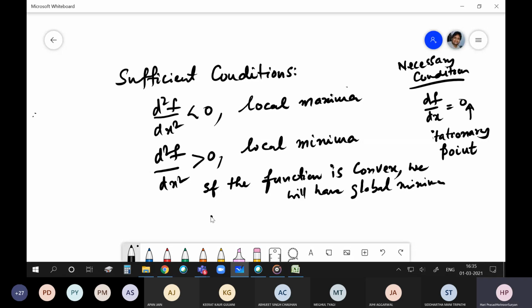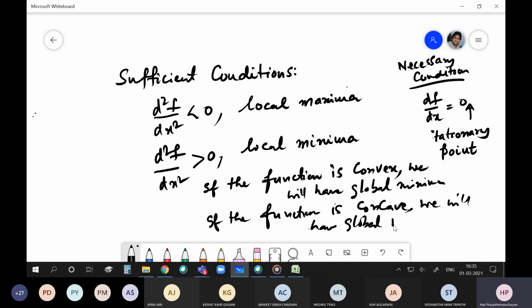If the function is concave, then we will have global maximum.